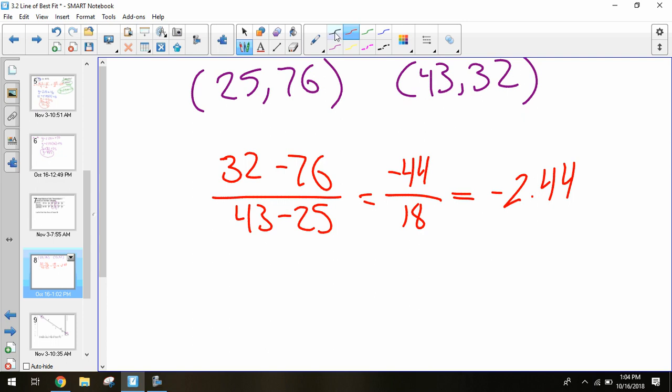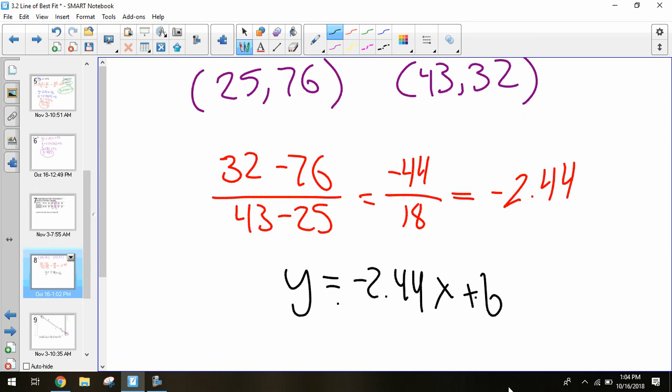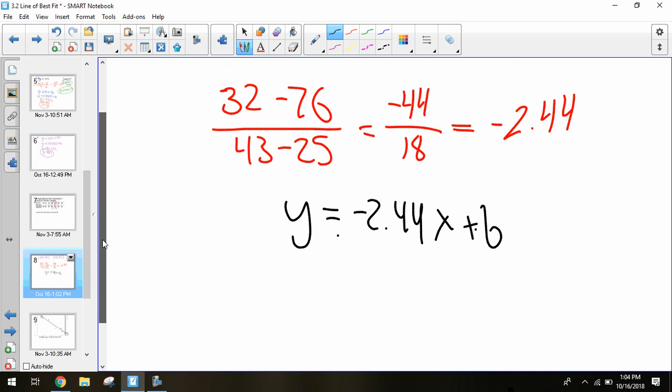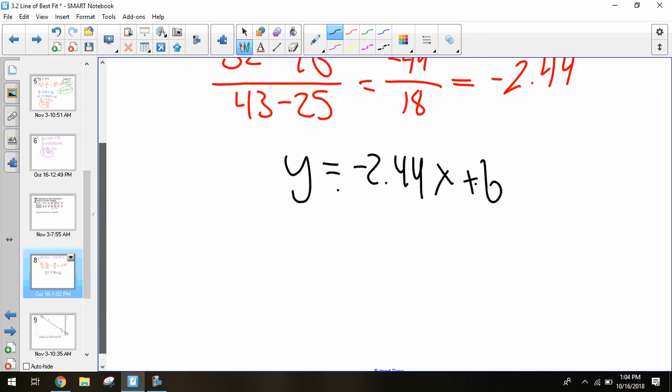So right now, all we have is y equals negative 2.44x plus b. In order to find the y-intercept, I need to plug a point in for my x and my y. So what point should I use? I think I'll use 25, 76. It doesn't really matter which one. You could use 43, 32. It'll give you the same answer. I'm going to use 25, 76.